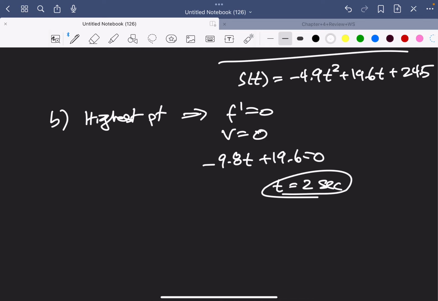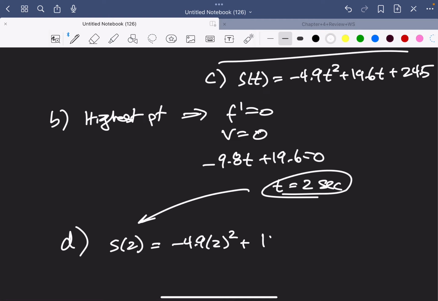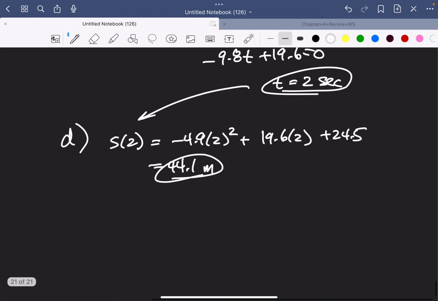We already did part C to find the position. What is the highest point? So that's part C. And then part D, if we take that 2 and plug it into position, S of 2 is going to end up giving you negative 4.9 times 2 squared plus 19.6 times 2 plus 24.5. That's going to give you 44.1 meters is the highest it ever goes.